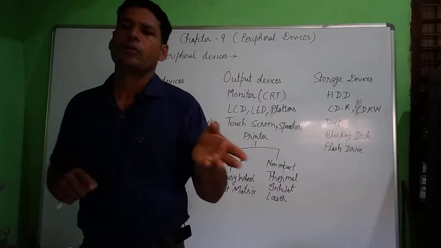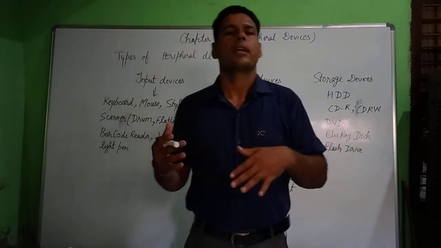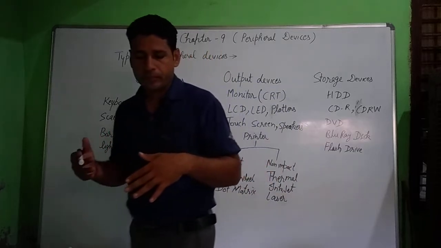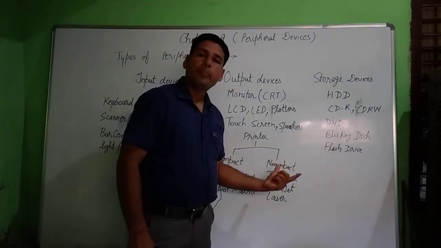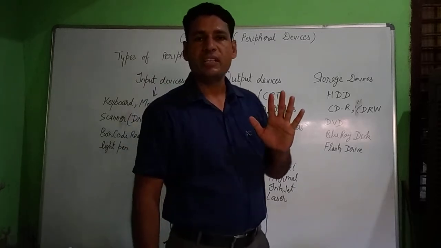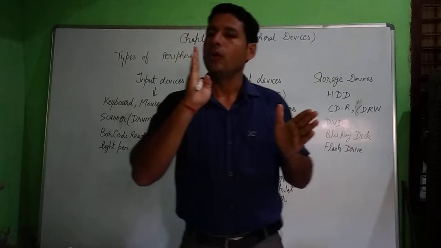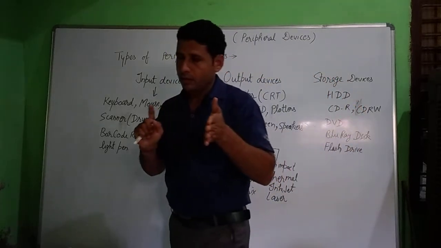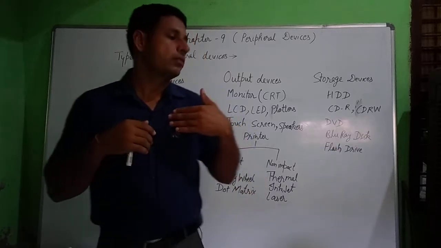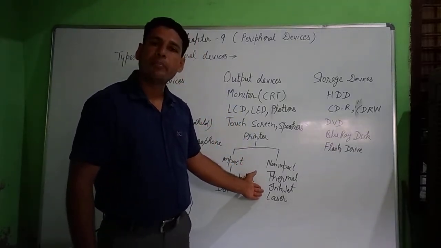You can print only near about 100 characters per second. Clear? Then we are having non-impact printers. It means in these printers there is no header, no pin which strikes the page. Clear? It means how do they print? There are three types of non-impact printers.